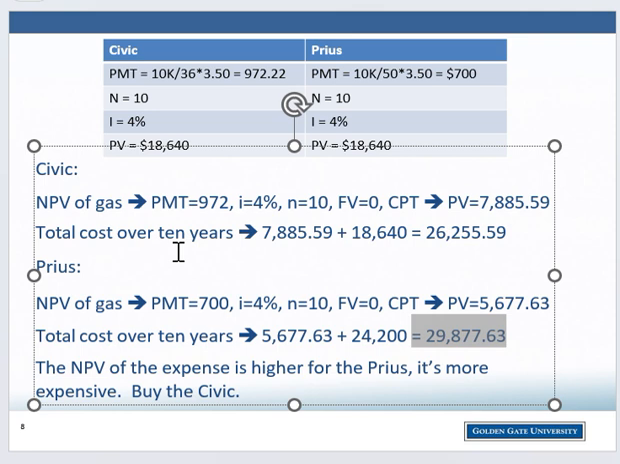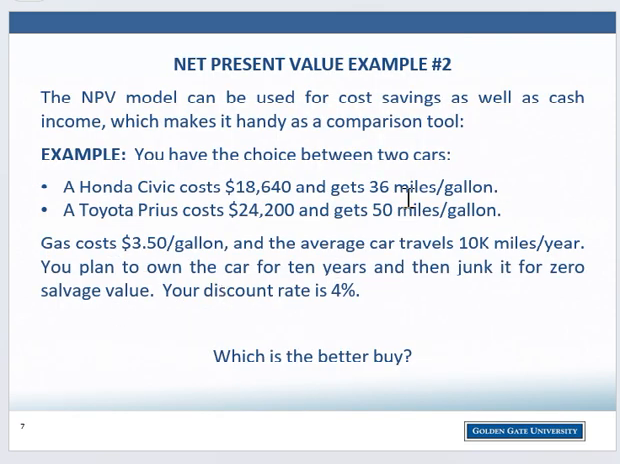Obviously, this is a very simple example. We need to take into account how much repair cost it's going to cost between Civic versus Prius, whether these assumptions are valid, whether they change.